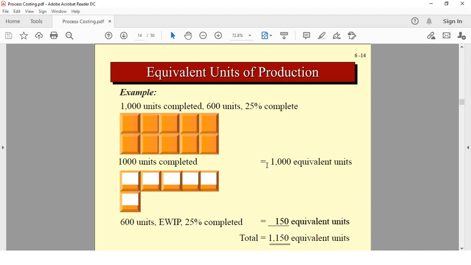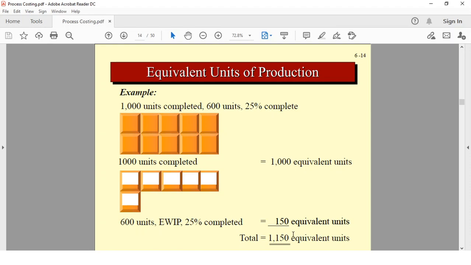Now, going back to our example, 1,000 units were completed, so we have 1,000 for the EUP. Now we have the ending 600 units that are only 25% complete. So 25% of 600 means the units you have finished are 150 units. Did you get it? So if you add them, you get your total EUP, or equivalent units of production.